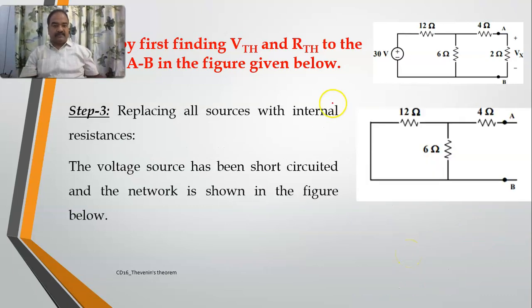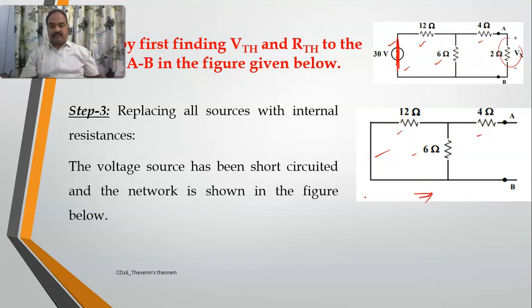Now, step 3, I should replace all my sources with internal resistances. I already removed this one. Now there is one source. Voltage sources will be short circuited, whereas current sources will be open circuited, unless there is any internal resistance mentioned. So I am just shorting this one. If I short this one, what will I get? 1, 2, this is shorted, and this is 4. This is your step number 3.